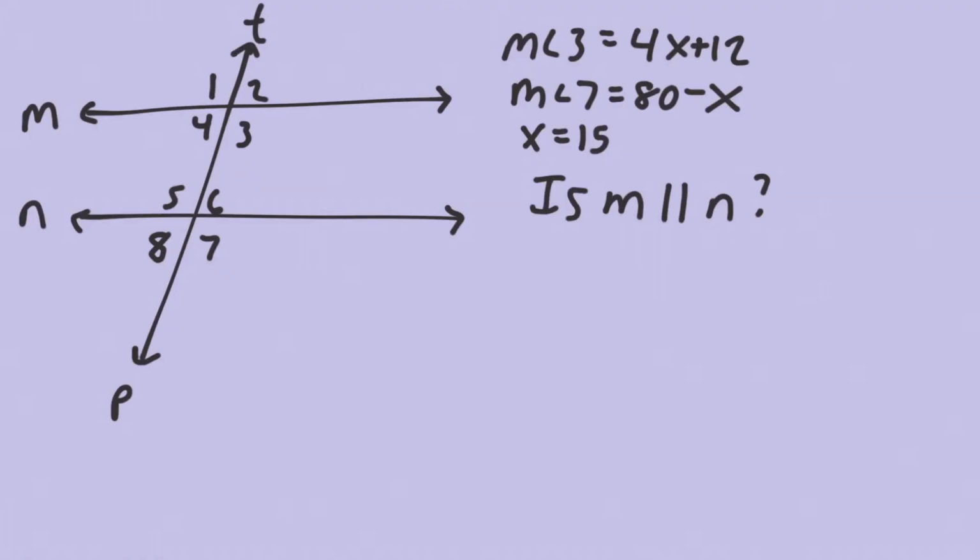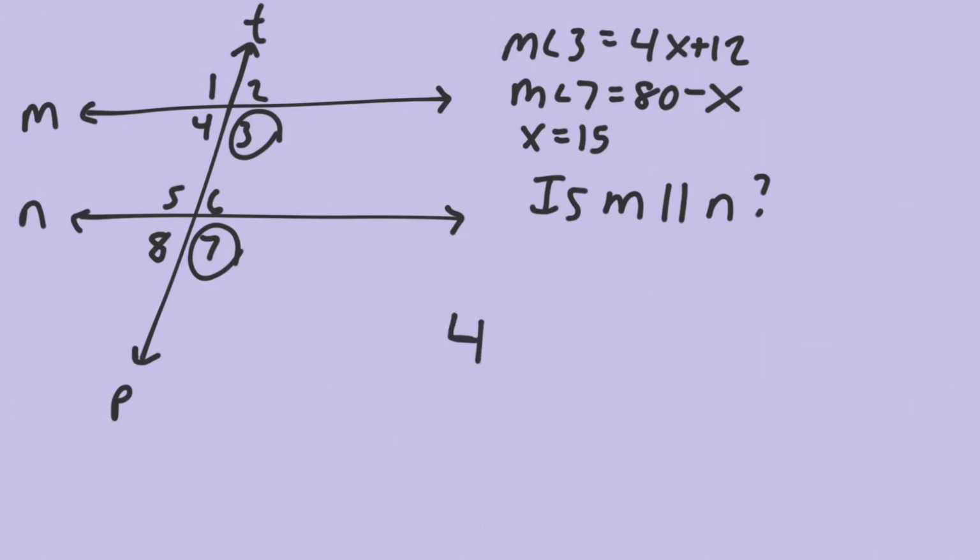The measure of angle 3 equals 4x plus 12. The measure of angle 7 equals 80 minus x, and x equals 15. Is m parallel to n? So we can plug in 15 for x. 3 and 7 are corresponding angles. So if their angles are congruent, then that means that m is parallel to n.